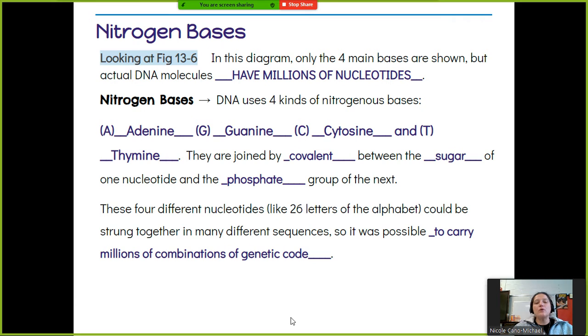Now, these four nucleotides are kind of like our 26-letter alphabet, right? You have these four letters, and they can be strung together in many different sequences. So we can create millions of different combinations of genetic code. Much like our 26-letter alphabet can literally make millions of different types of words in hundreds of different languages, these four nucleotides work the same way. They have infinite combinations of making different genetic code.